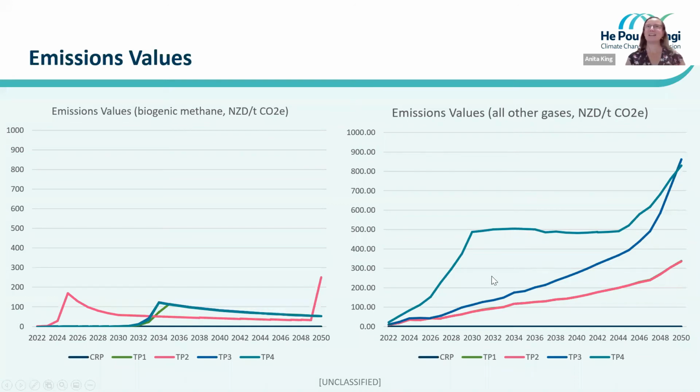So on the other side, this is our all other gases. You can barely see it hiding behind the pink line, but TP1 and TP2 basically have an identical price path. And basically, our cap gets tighter. We have to do more and more expensive things to reduce our emissions. And we just carry on like that.